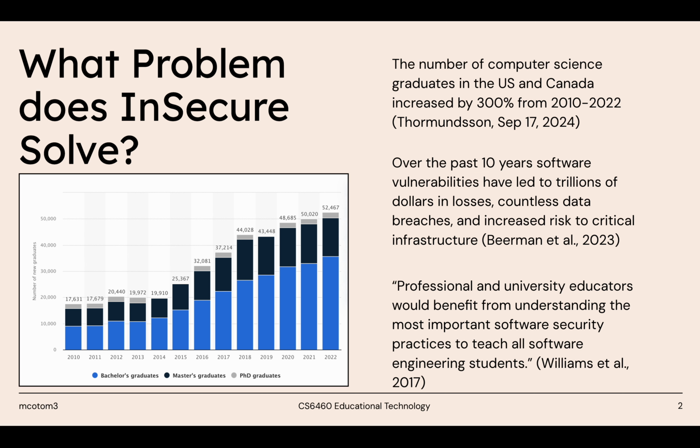As you can see from the chart, according to Thormidson, the number of computer science students graduating from university has increased by at least 300% over the past 15 years, from a low of 17,000 in 2010 to a high of 52,000 graduates in 2022.